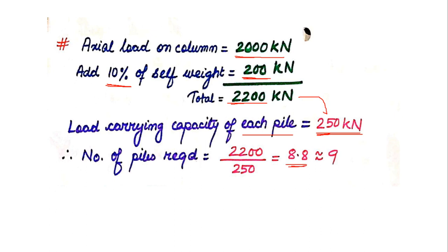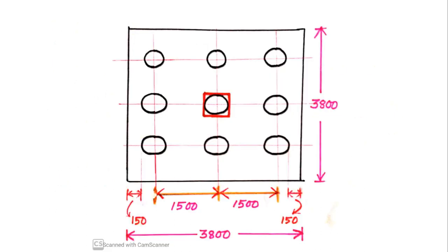So obviously you cannot provide 8.8 numbers of piles. I will be providing something higher than this. So I will be giving 9 numbers of piles beneath the column. So this is the arrangement of piles beneath the column. There are 9 piles. So the overall shape that I will be getting is a square shape, right? Now this red color square box is actually the column.